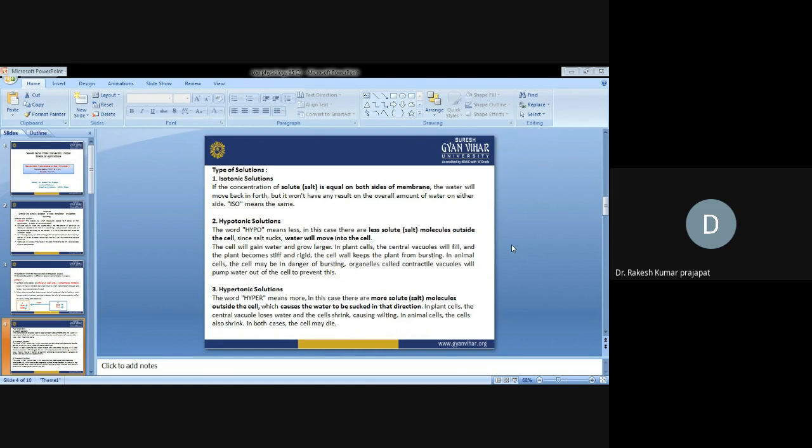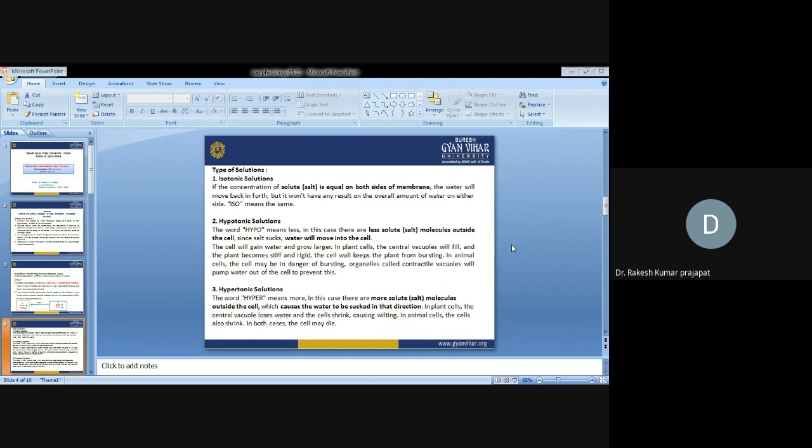Hypotonic solution: hypo means less. In this case, there are fewer solute molecules outside the cell, so the water will move into the cell. The cell will gain water and grow larger. In a plant cell, the central vacuole will fill and the plant becomes stiff and rigid. The cell wall keeps the plant from bursting. In an animal cell, the cell may be in danger of bursting. Organelles called contractile vacuoles will pump water out of cells to prevent this.